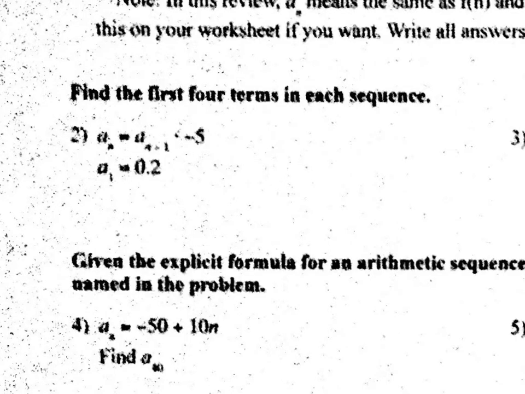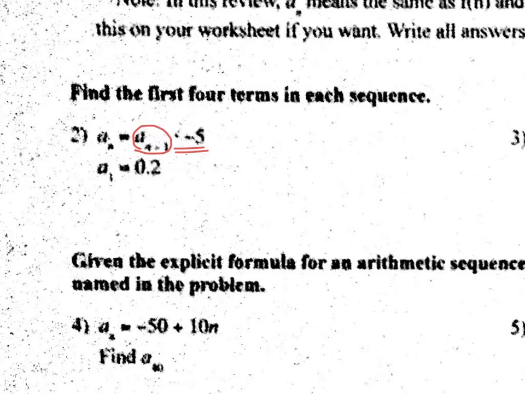All right, so question 2 here. They want us to find the first 4 terms in each sequence. So this is an example of a recursive because it's got this f of n minus 1, which means that my pattern is just to multiply by negative 5. They're telling me to start with 0.2. So 0.2 is my first term.